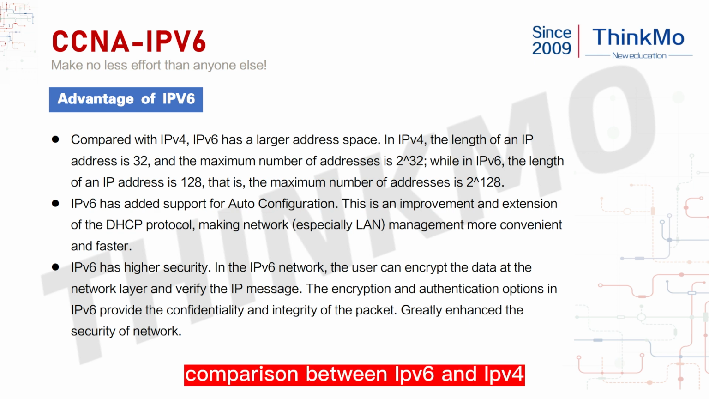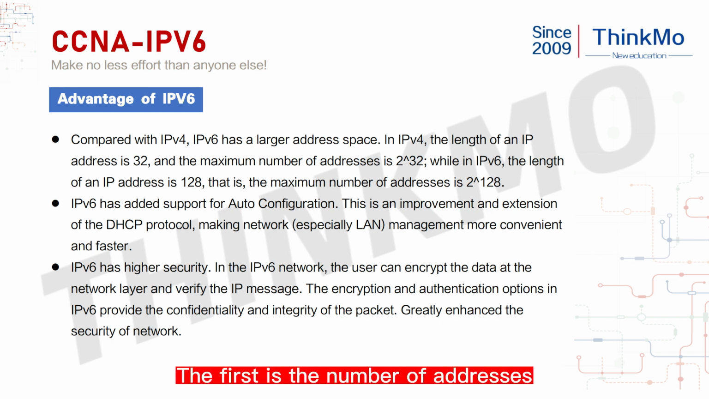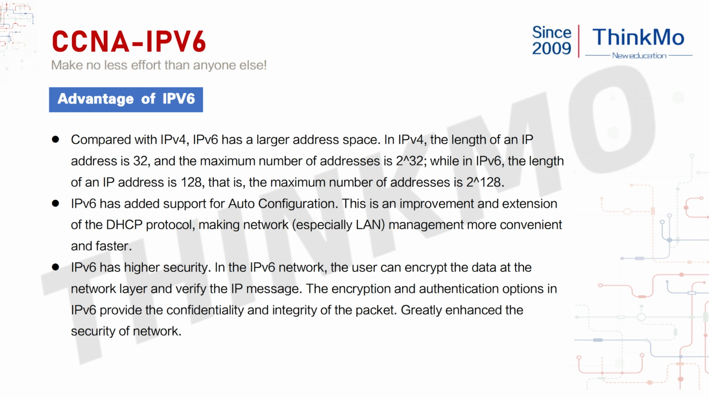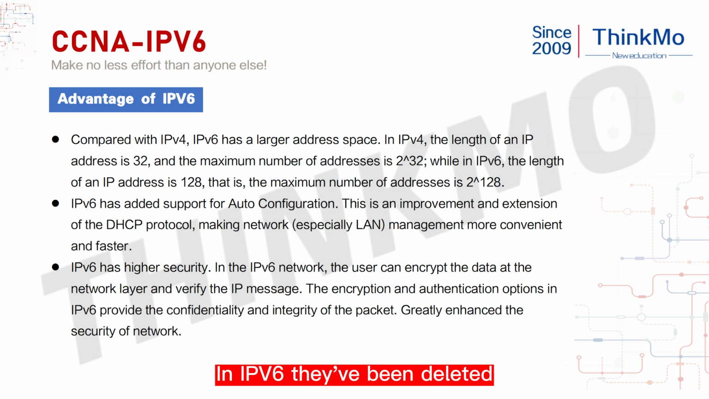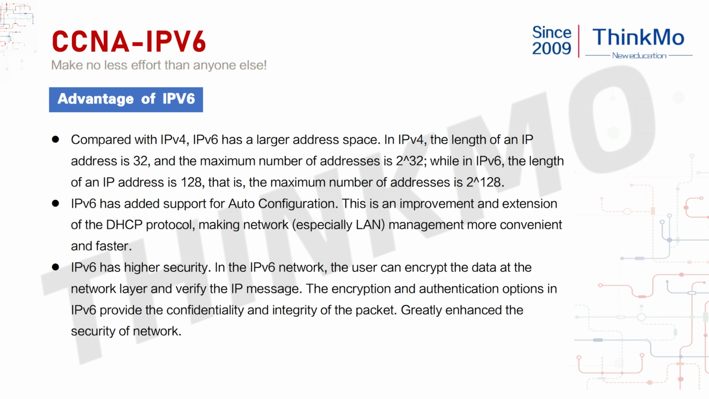So let's talk about the comparison between IPv6 and IPv4. What are its advantages? The first is the number of addresses. I don't need to say too much about this: IPv4 is 32 bits, and IPv6 is 128 bits long. The second is the data header. IPv4 datagrams are bloated, with a lot of fields in them. In IPv6, they've been deleted. The IPv4 header length is variable, ranging from 20 to 60 bytes.